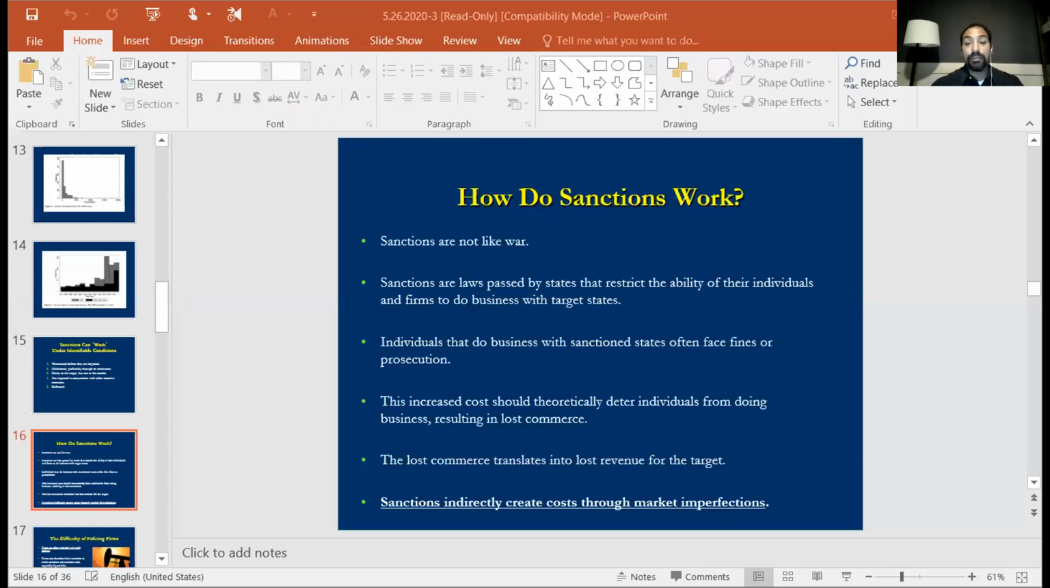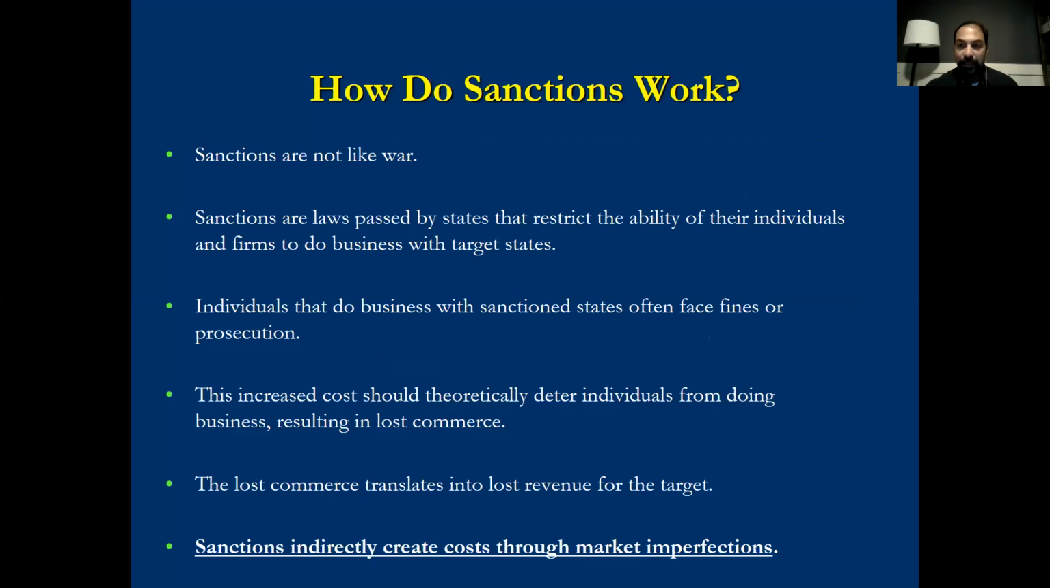Okay, let's resume our discussion of sanctions and talk about how sanctions actually work. So again, to recap, one of the key aspects of examining sanctions is that it's very easy to model sanctions, or to think about sanctions, in the same way that you might think about war. In war, countries impose military costs on another state. In sanctions, sanctions impose economic costs on another state.